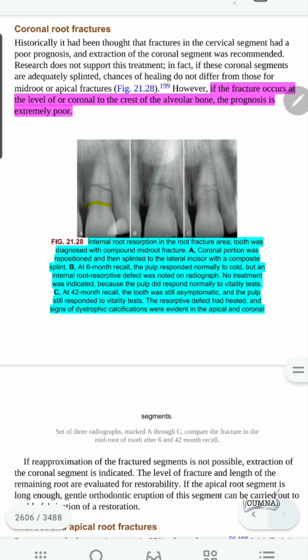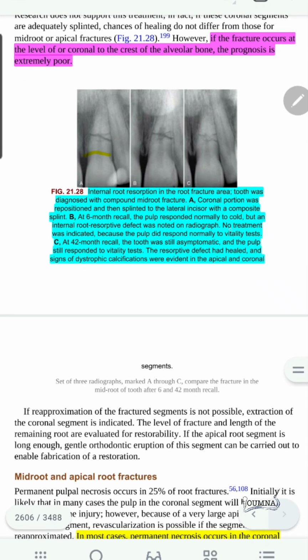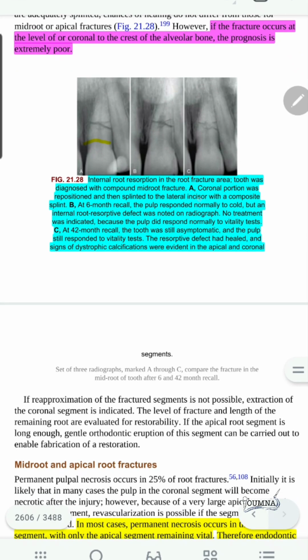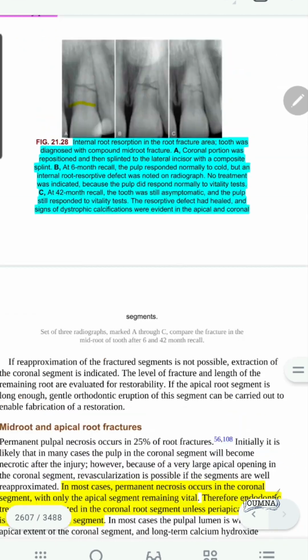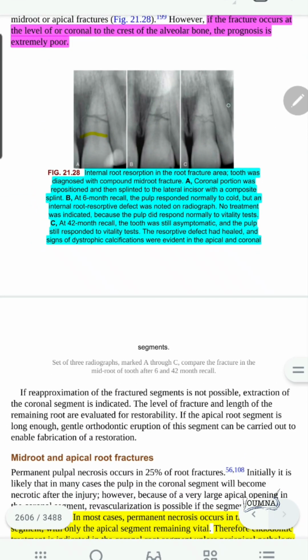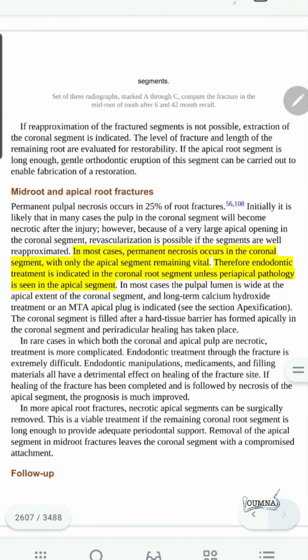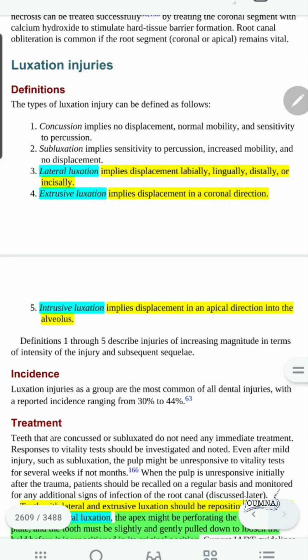At 6 months, we have seen a starting of an internal resorption, but the tooth was asymptomatic and it responded normally to the cold. So no treatment was indicated. After 3.5 years, we can see that the internal resorption has stopped and the apical area became calcified. The tooth was also asymptomatic and it responded to the vitality test. So this is an indication that we are getting healing and there is no need to do any endo treatment.